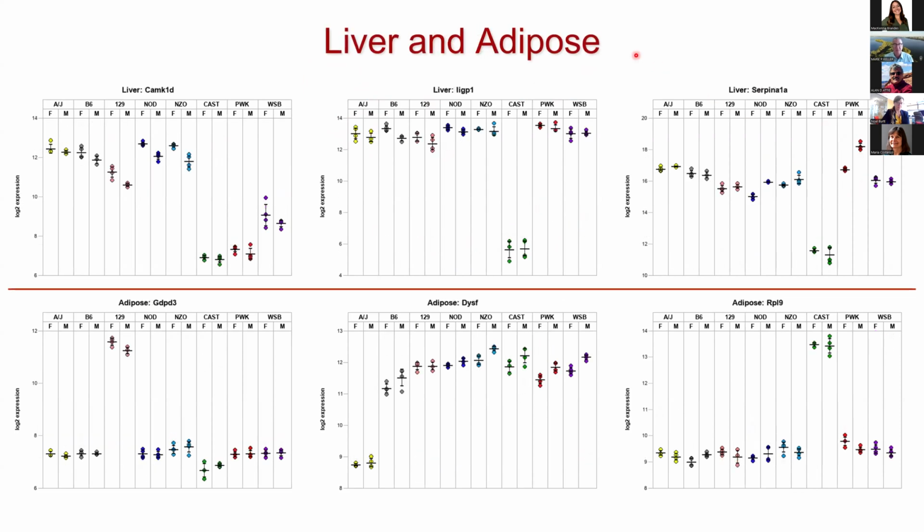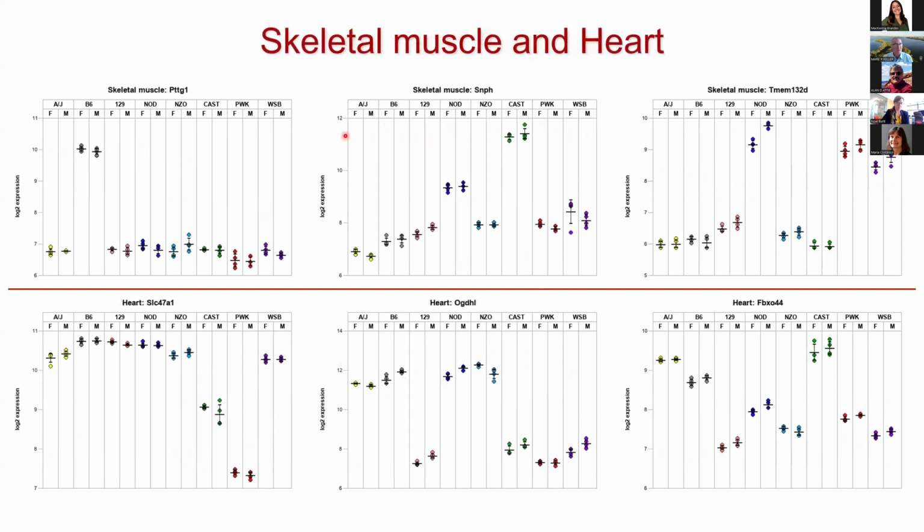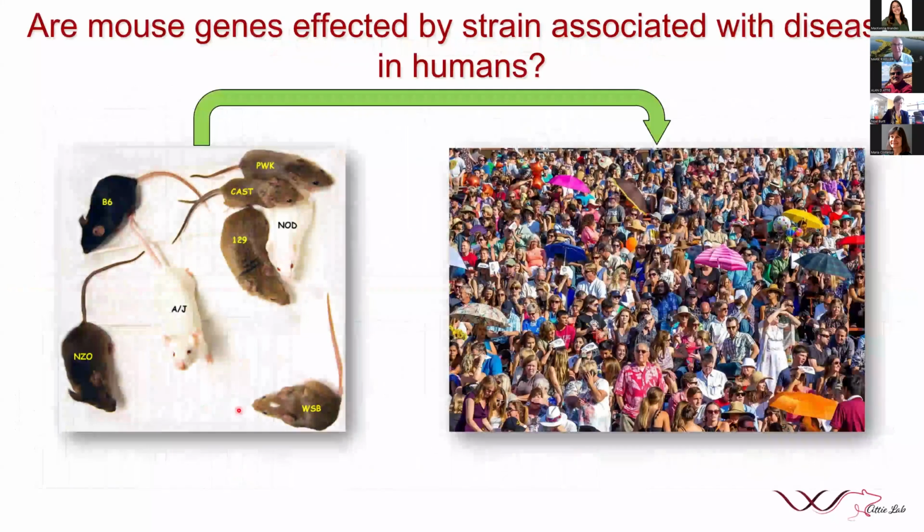That same kind of thing is observed in every single tissue. So here are 3 genes in the liver, and once again, you can see dramatic differences as a function of strain background. In the bottom, I'm showing you 3 additional genes in adipose tissue. And finally, the skeletal muscle and the heart, again, show thousands of genes that are differentially regulated as a function of strain background. So what do we do with that information?